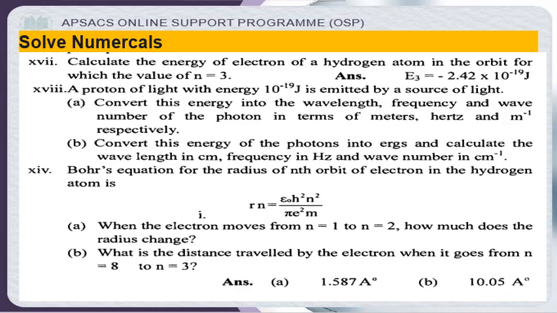Now for question 18, a photon of light with energy 10 raised to the power minus 19 joules. It is given in your book under example 2.7. Here the energy taken is 10 raised to the power minus 19 joules. You have to make use of 10 raised to the power minus 16 joules. So do it yourself and tell me the answers, right?